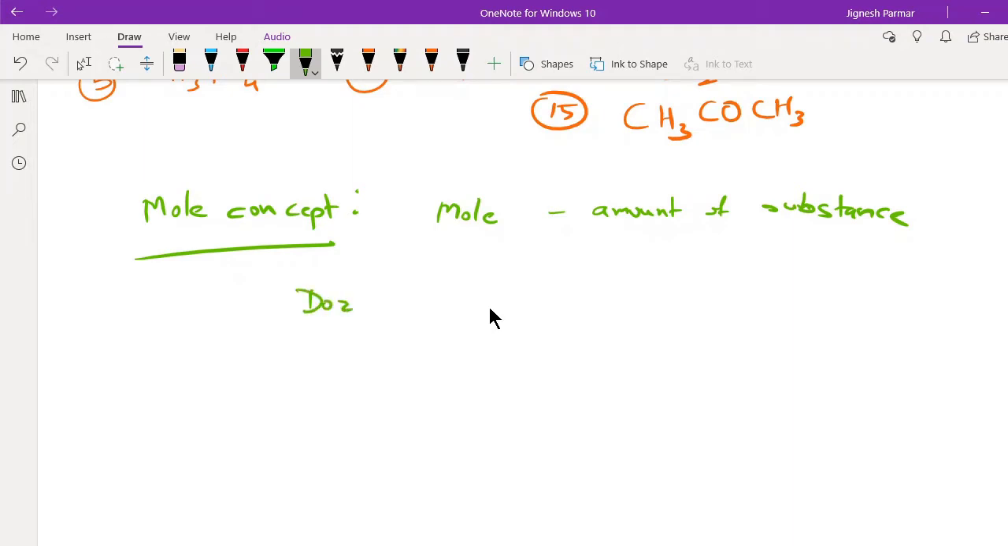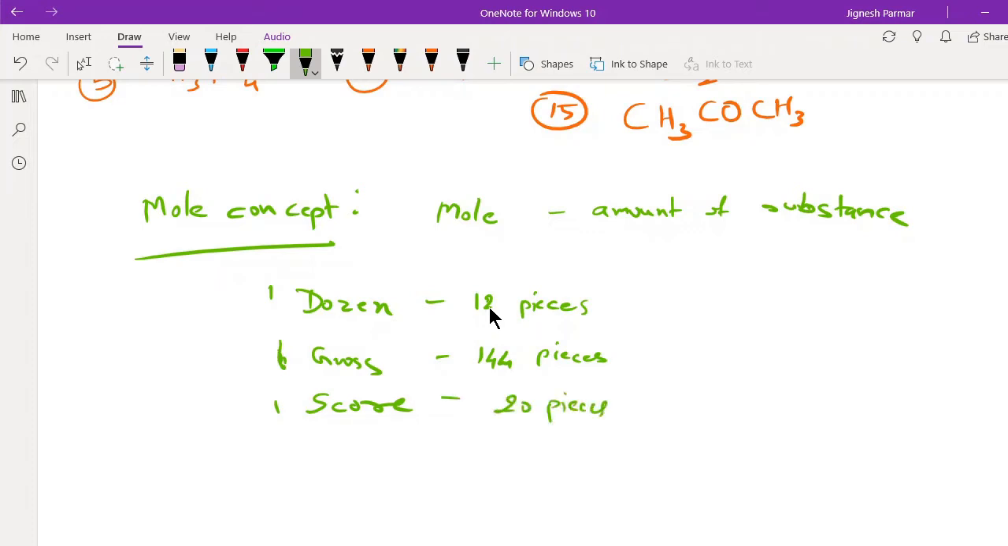We'll write a few words: dozen, gross, score. 1 dozen, 1 gross, 1 score. 1 dozen means 12 pieces come together to give me 1 dozen. 1 gross means 144 items or pieces come together to give you a number, 1 gross. 1 score means 20 pieces, like when we go to buy kites, 'kodi kodi' means score. So this is called 1 score. These numbers represent one unit of pieces or atoms.